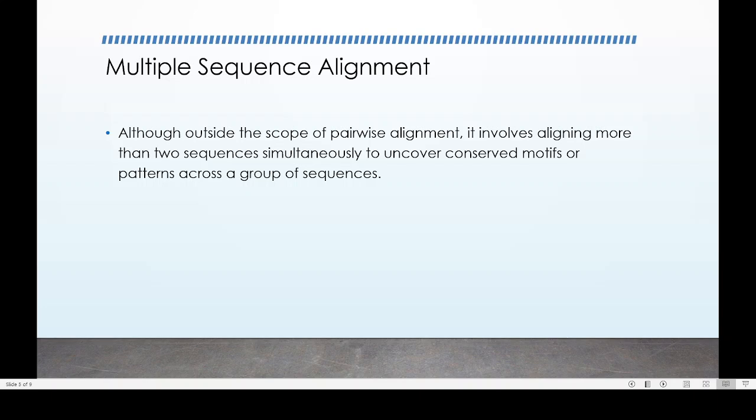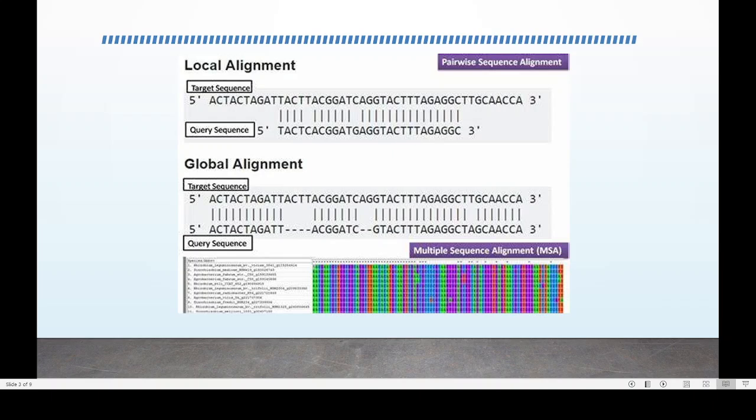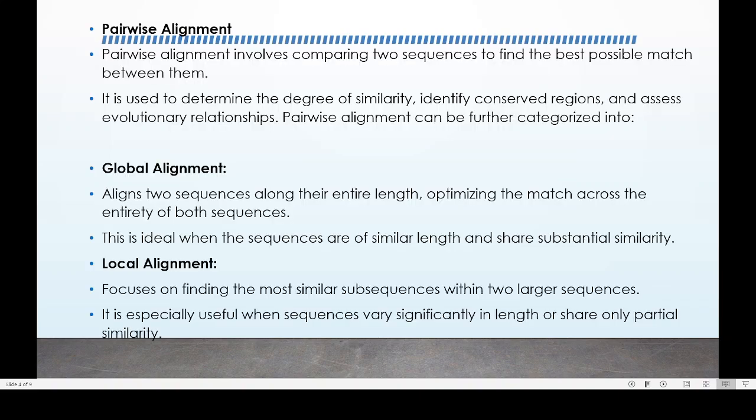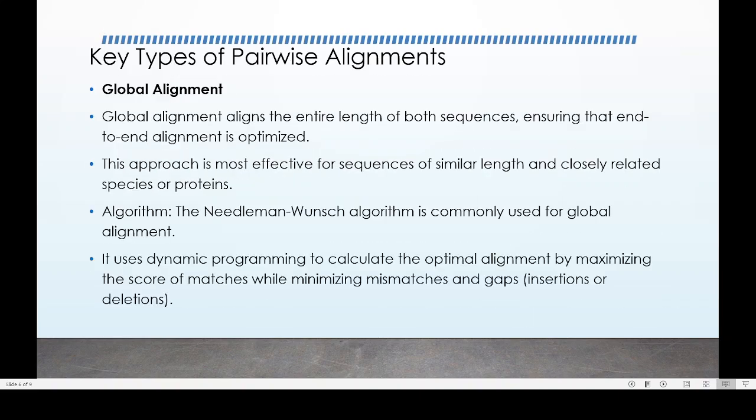It involves aligning more than 2 sequences simultaneously, meaning at the same time, to uncover conserved regions across a group of sequences. In that group of different sequences, which are the regions where there is maximum similarity, which are the most permanent or most conserved regions in that group of sequences. So that is the aim of multiple sequence alignment.